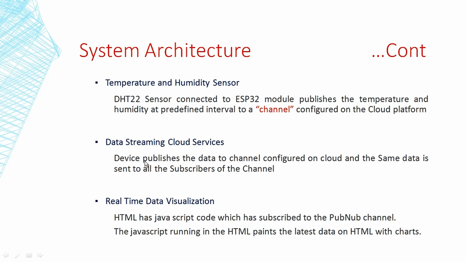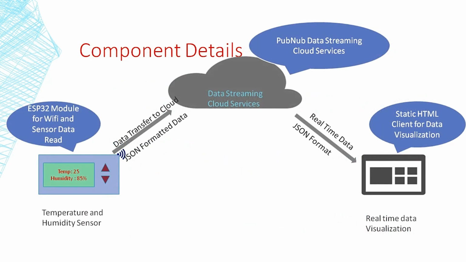The second component that we saw was the data streaming cloud service. The data streaming cloud service receives the data from the device, and then publishes the same data to all the subscribers. We'll see a few more details about this data streaming cloud service in the next set of slides. The last component, let's go back.